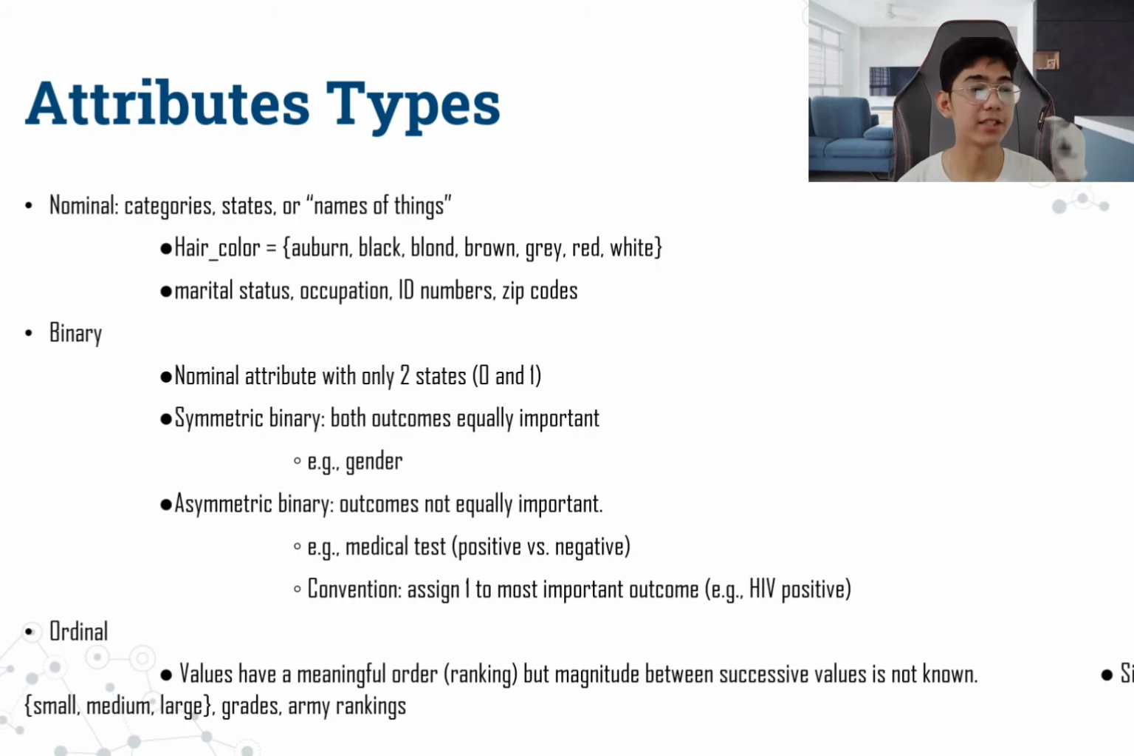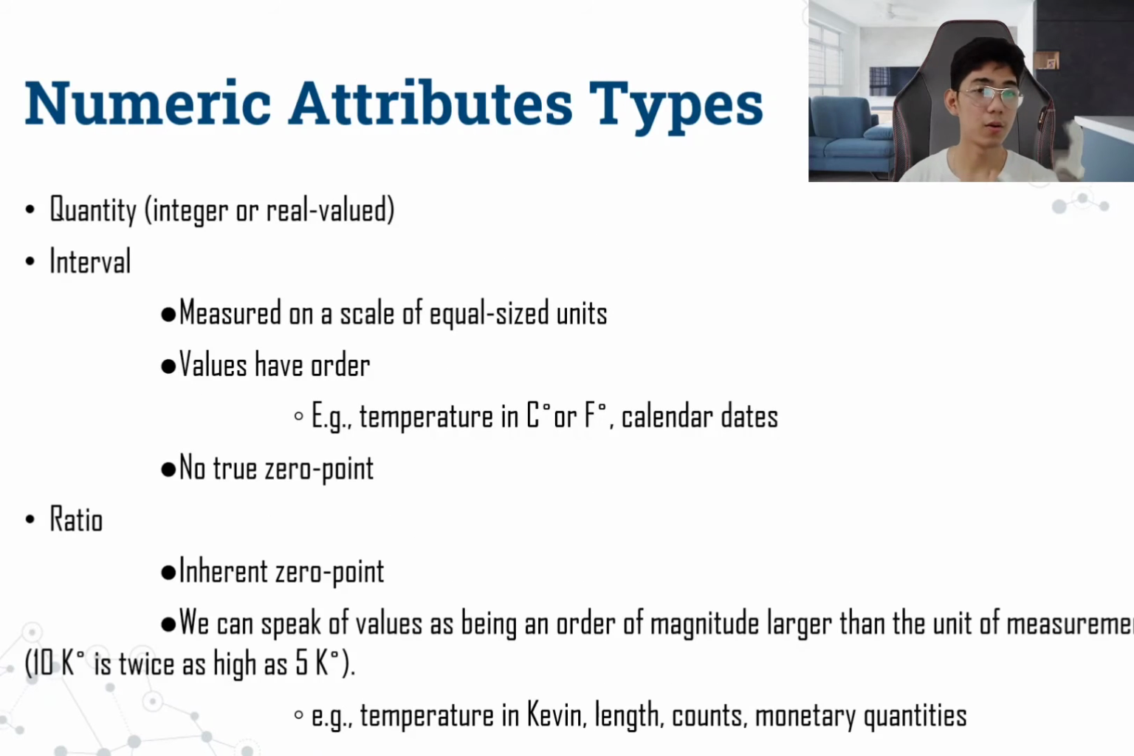Next are numeric attribute types. Number one, quantity, integer or real valued. Interval, measured on a scale of equal sized units. Values have order, like temperature in Celsius or Fahrenheit, or calendar dates. No true 0 point. And ratio, inherent 0 point, we can speak of values as being an order of magnitude larger than the unit of measurement.